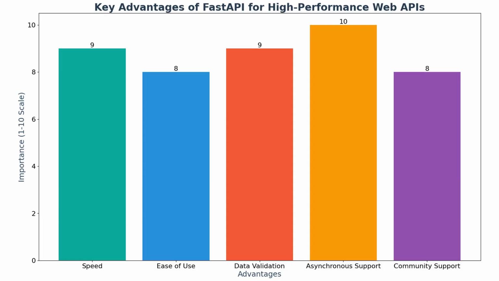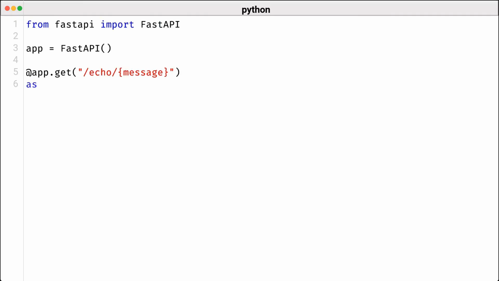Overall, the bars cluster at the upper end of the scale, suggesting that multiple complementary attributes are considered critical when building high-performance web APIs. Now, let's take a look at how we can implement a simple endpoint using FastAPI that echoes back a message provided in the URL.